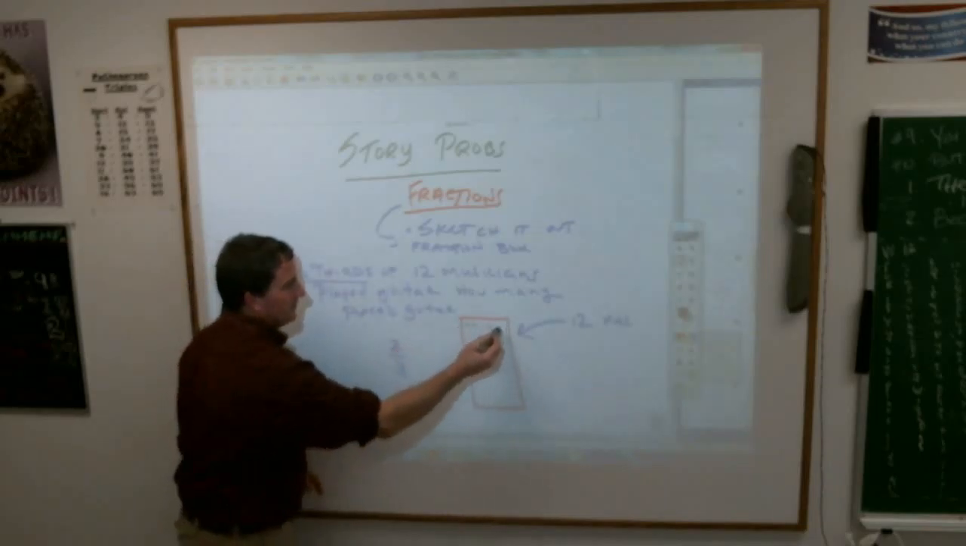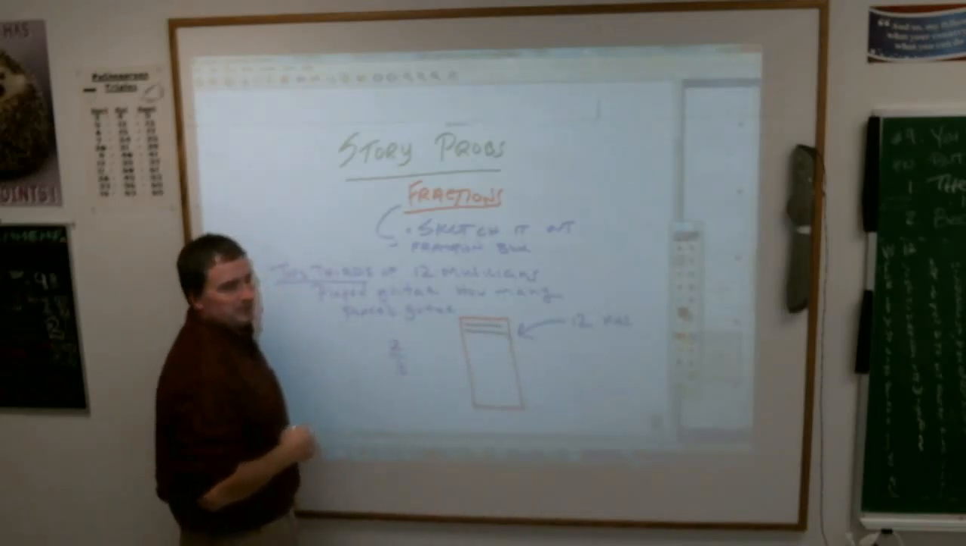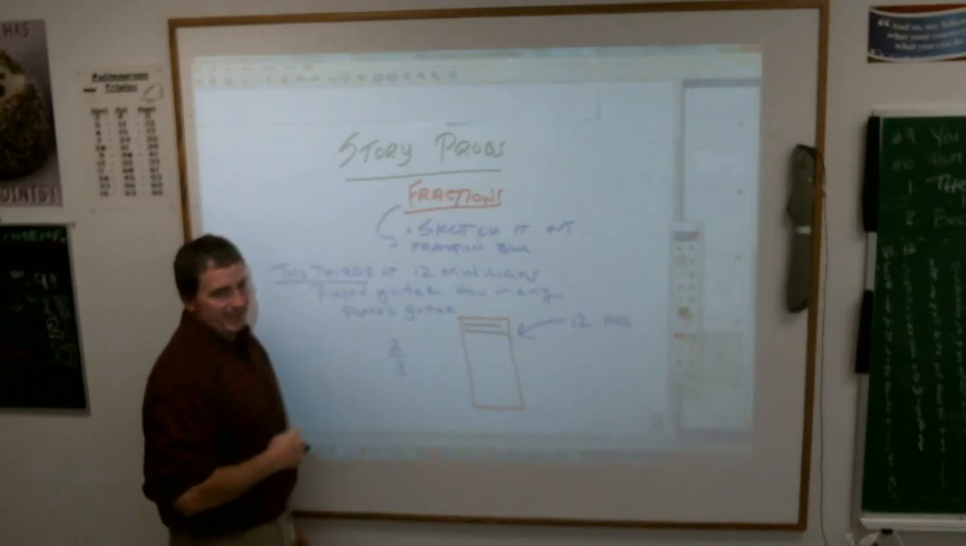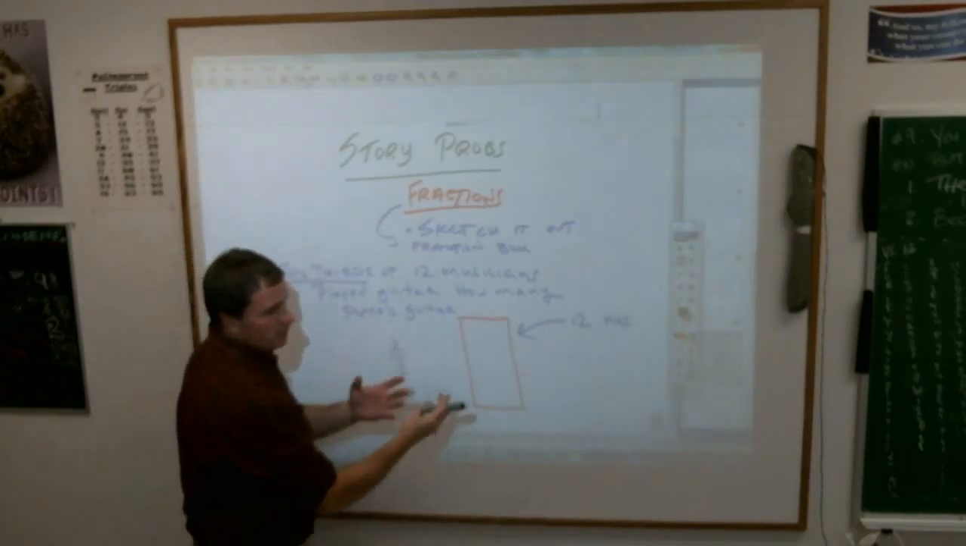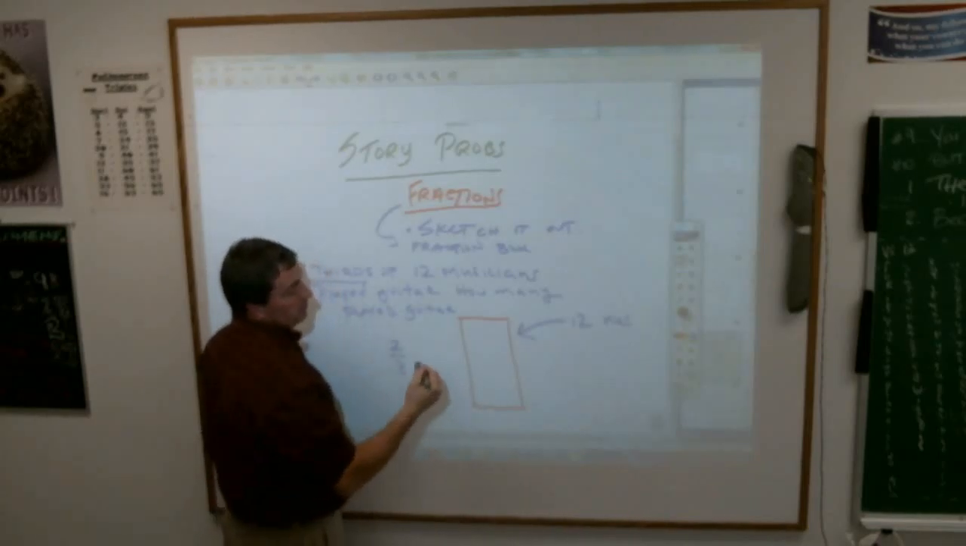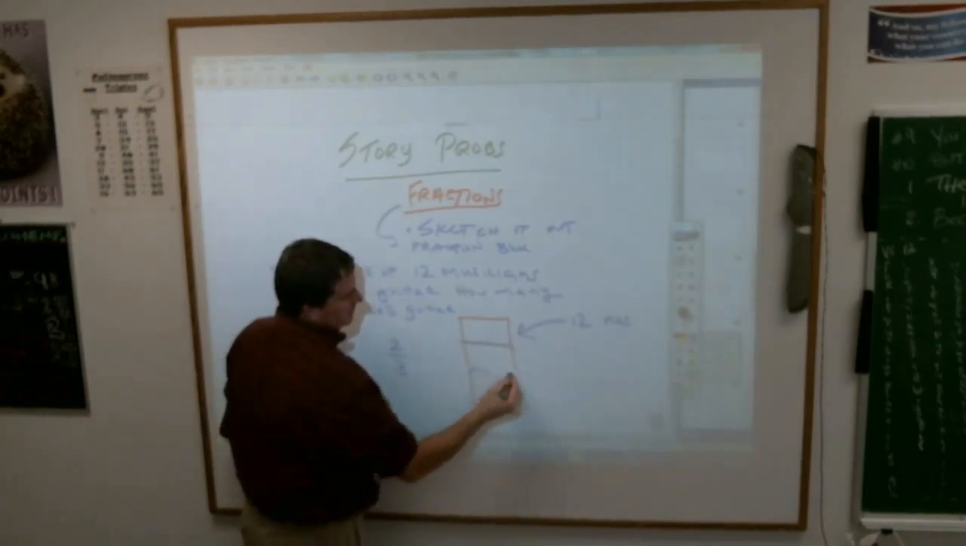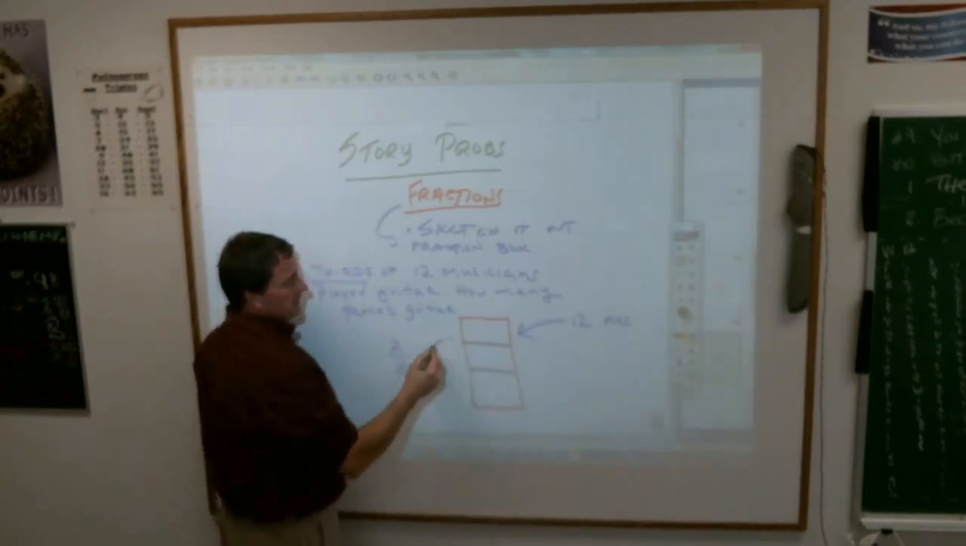How about this? There, I've separated it into 3 pieces. That's not what I want. Kate? Equal. How many equal? Equal. And obviously with your sketch it's not going to be perfectly equal, but at least you'll get close. 1, 2, 3. 3 equal boxes.